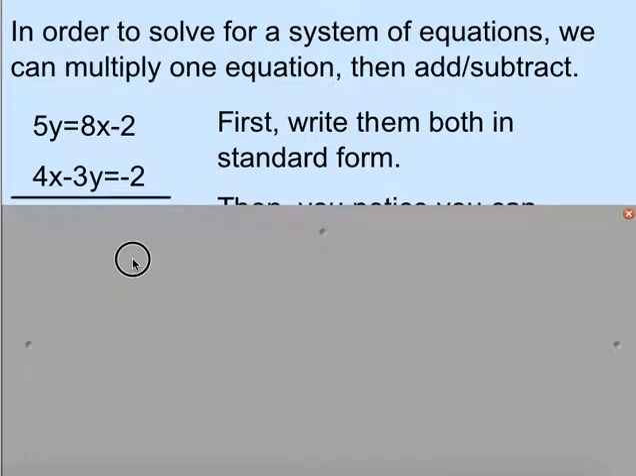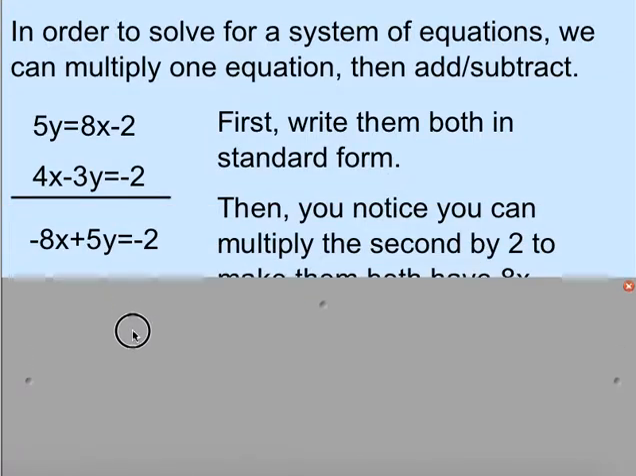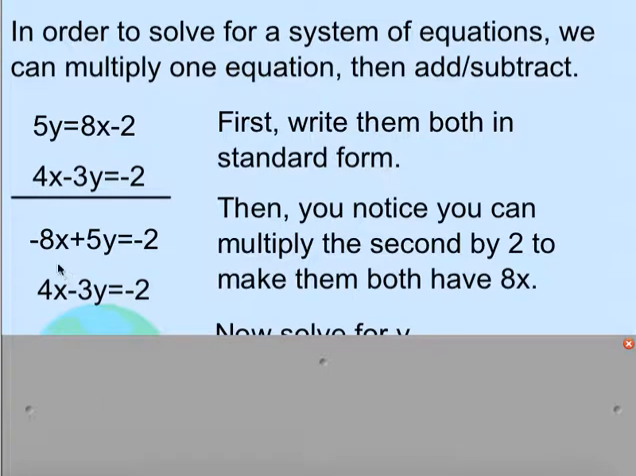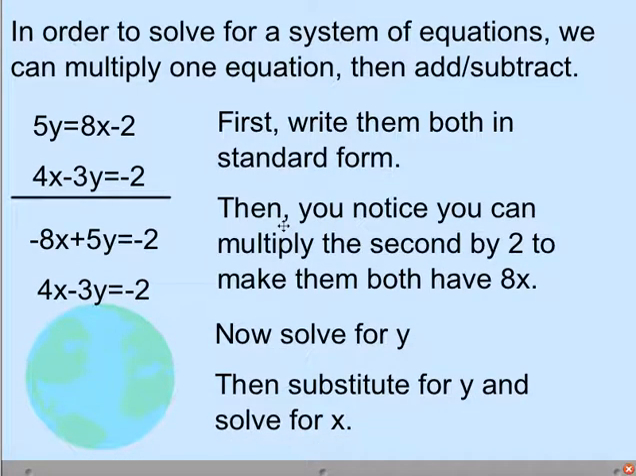So we're going to need to change at least one of them so that they're both in standard form. When I do that, I will get negative 8x plus 5y is equal to negative 2, and 4x minus 3y is equal to negative 2. Now, when I look at this, I see that even if I added or subtracted them, I wouldn't eliminate a variable, which means I'm going to need to find a multiple of one or both of these equations so that I can add them together or subtract and eliminate one of the variables.